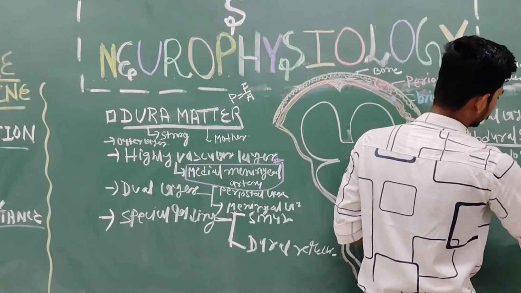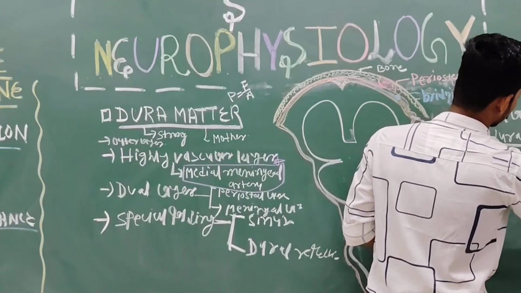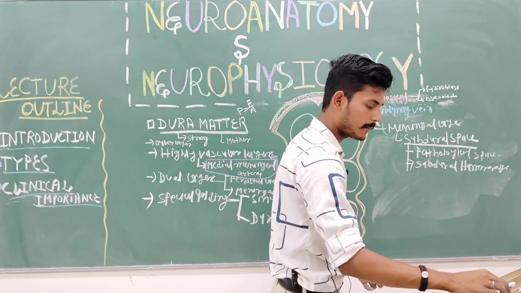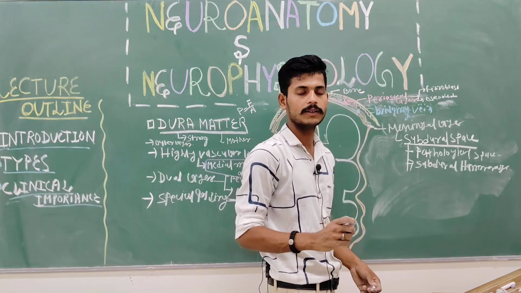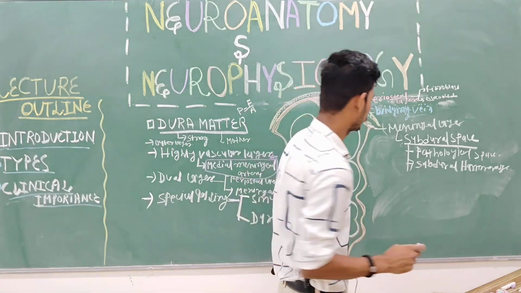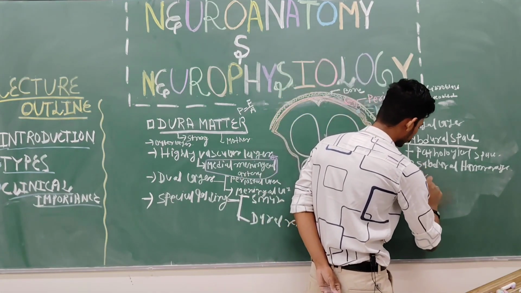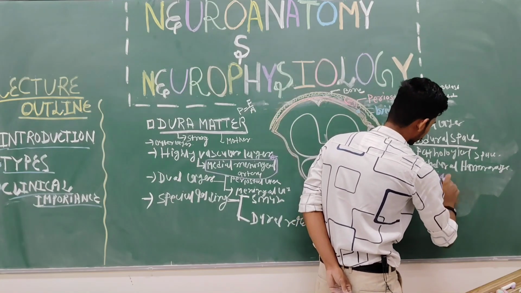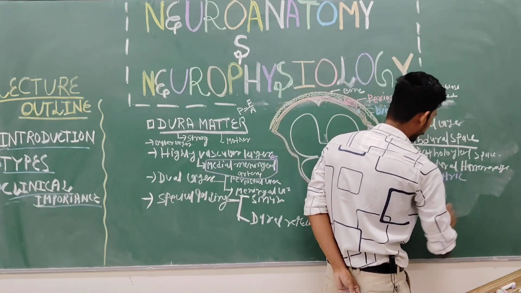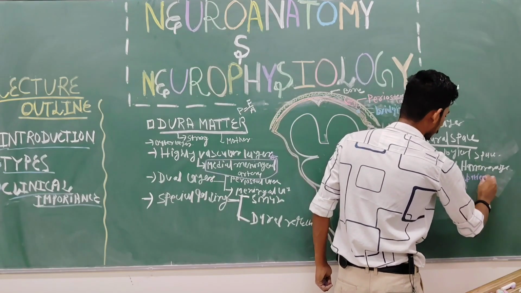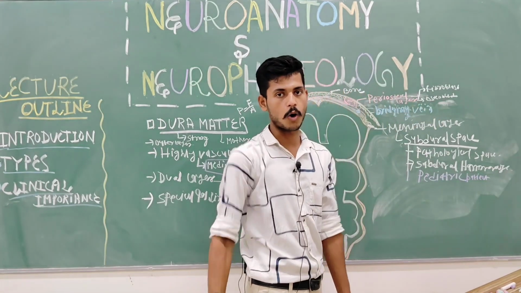Subdural hemorrhage. Now, these subdural hemorrhages are very common in pediatric patients. Write it down. In pediatric patients, this is very common.